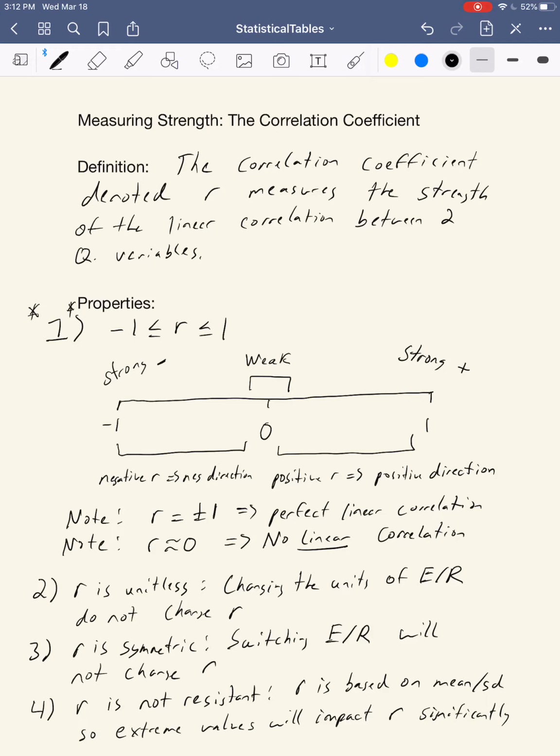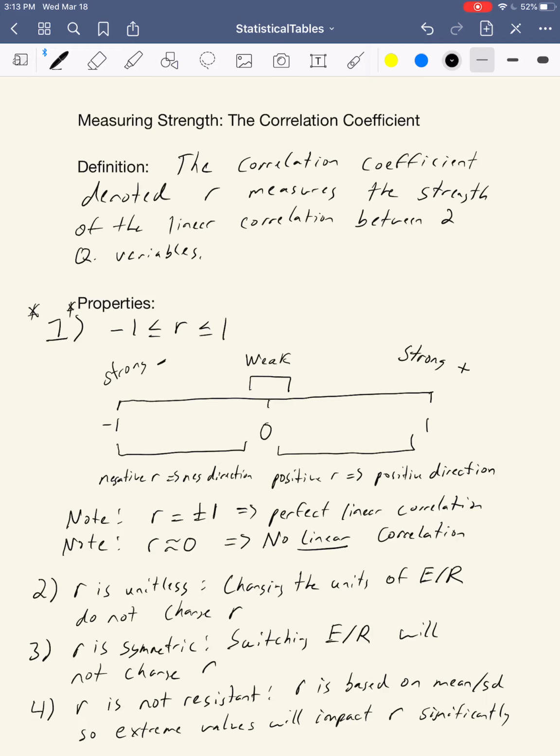The correlation coefficient, behind the scenes, sort of what the calculator is doing for you, is a computation based on mean and standard deviation. And that basically means that the correlation coefficient is not resistant. So if you have extreme values, you have data points that don't fit the general pattern of your data, those data points can greatly impact the correlation coefficient. So we got to be very careful about using the correlation coefficient when we have those sort of extreme values or those outliers.